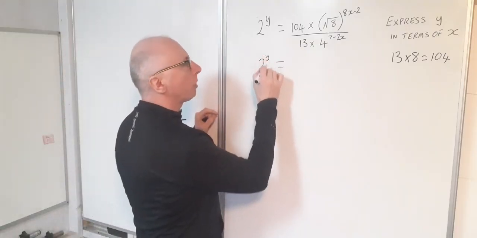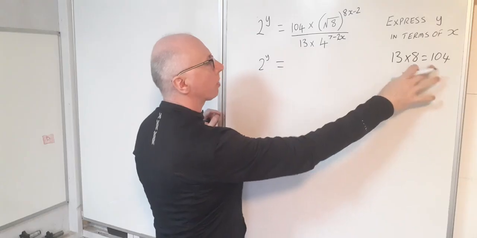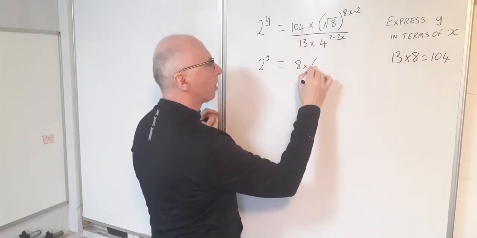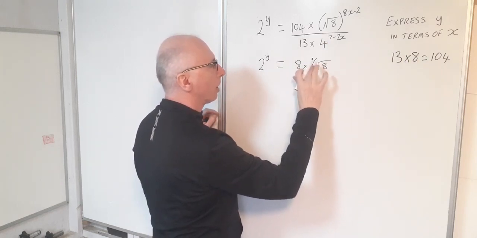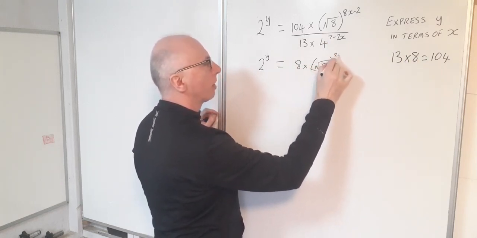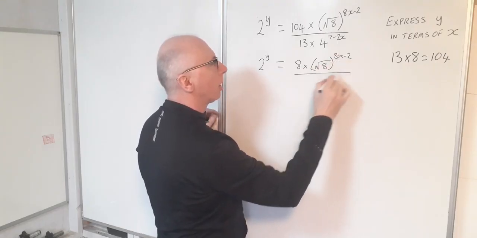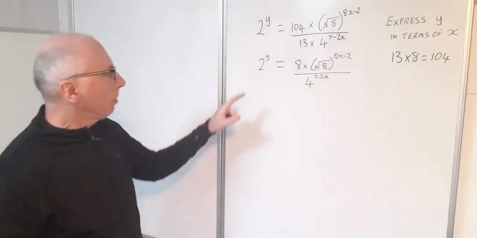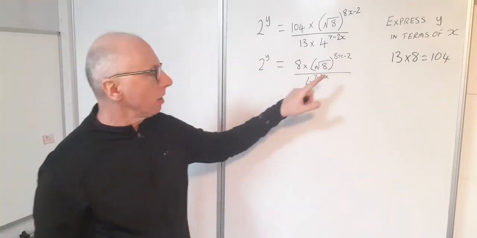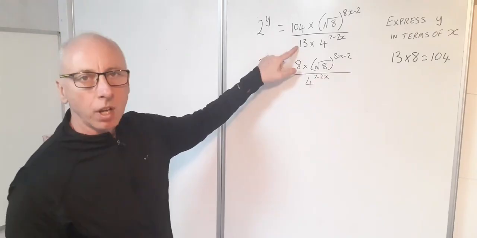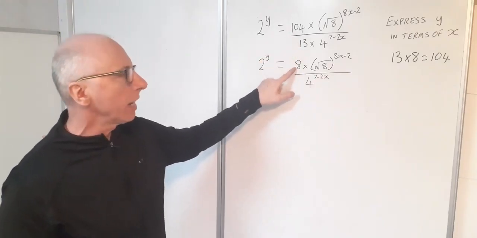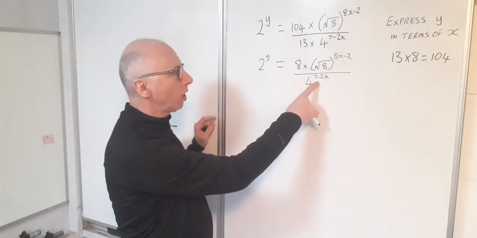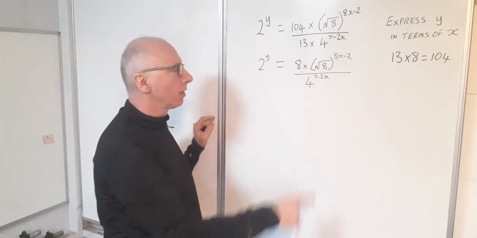So let's just put them in before we start. So 13 times 8 is 104, so that becomes an 8. So 8 times square root of 8 to the power of 8x minus 2 over 4 to the power of 7 minus 2x. So we've still got the y's and the x's in the indices, but I've got rid of that 104 over 13 simplified to 8. Now I can't just do 8 divided by 4 is 2. That wouldn't work because this 4 is attached to this indice.